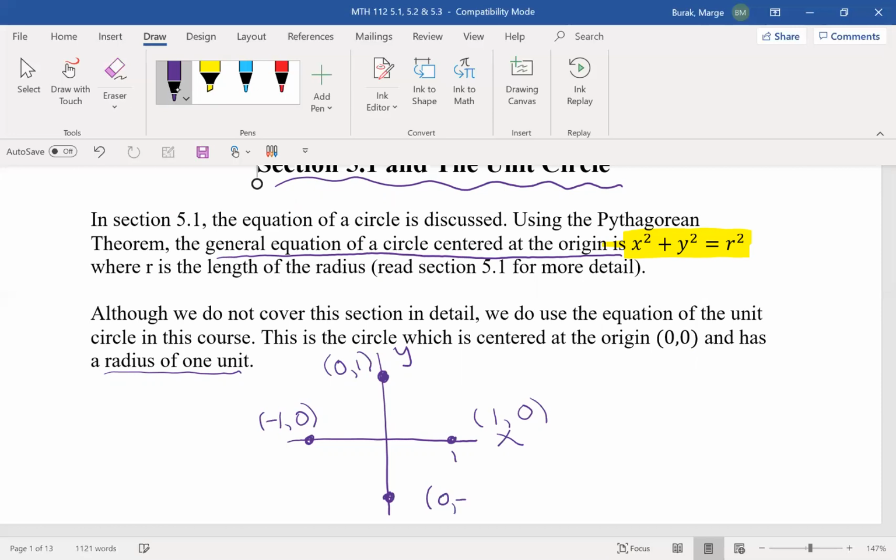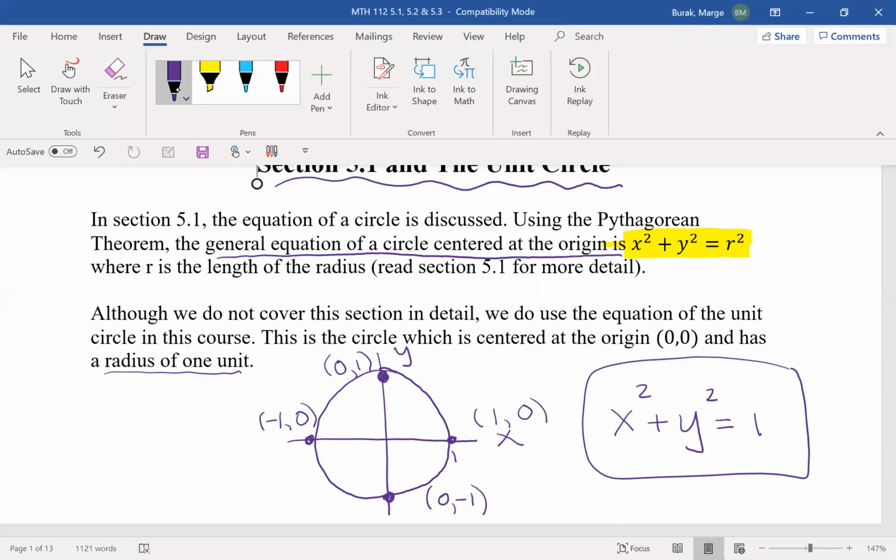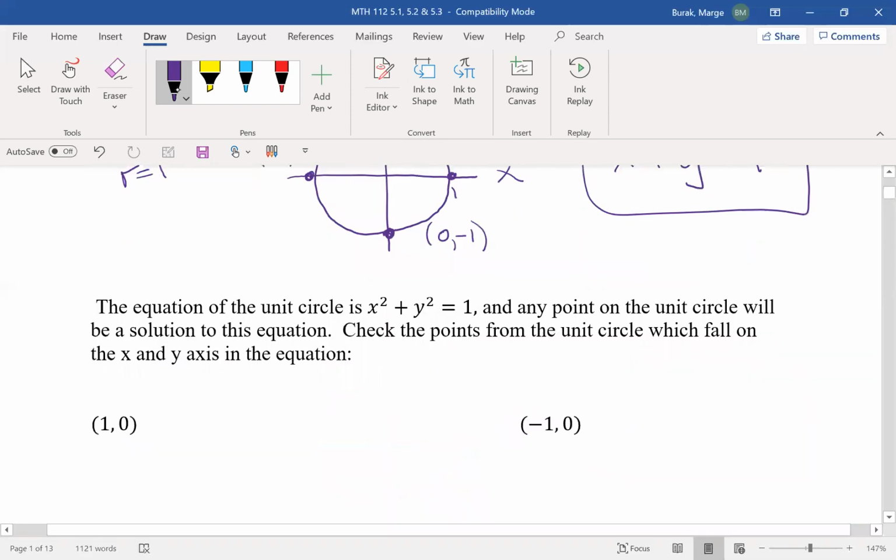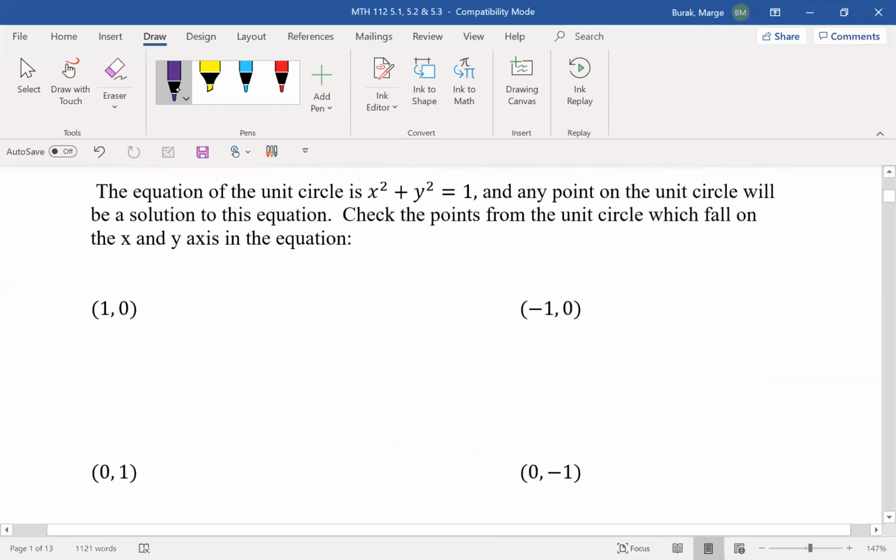And if we connected those points in a perfect circle, the equation would be x squared plus y squared equals, since my radius is 1, 1 squared, which is 1. So x squared plus y squared equals 1, where the radius is 1. Okay, so any point on the unit circle will be a solution to this equation. So this is my equation of the unit circle.